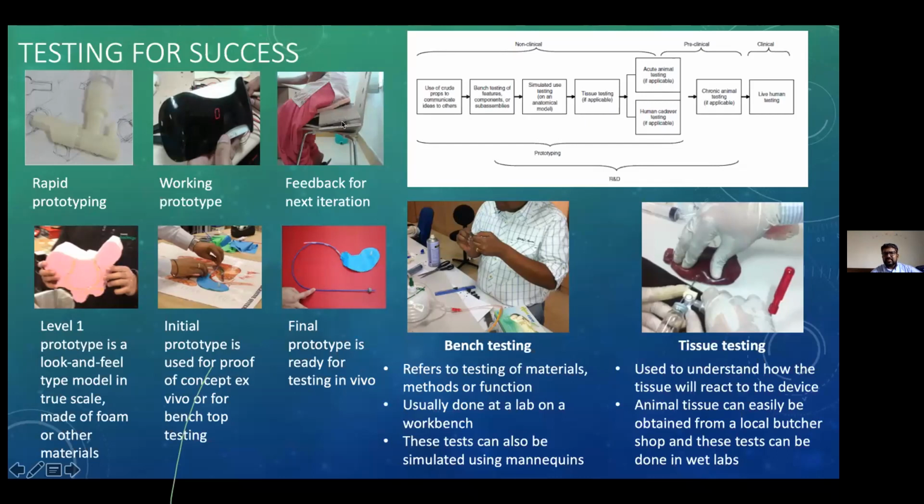This wooden looking structure was a fall prevention device that was tested to make sure that when the elderly are sitting on a chair, they don't slip and fall. So there is a feedback session going on. Somebody's trying to test out the device and see whether it works.